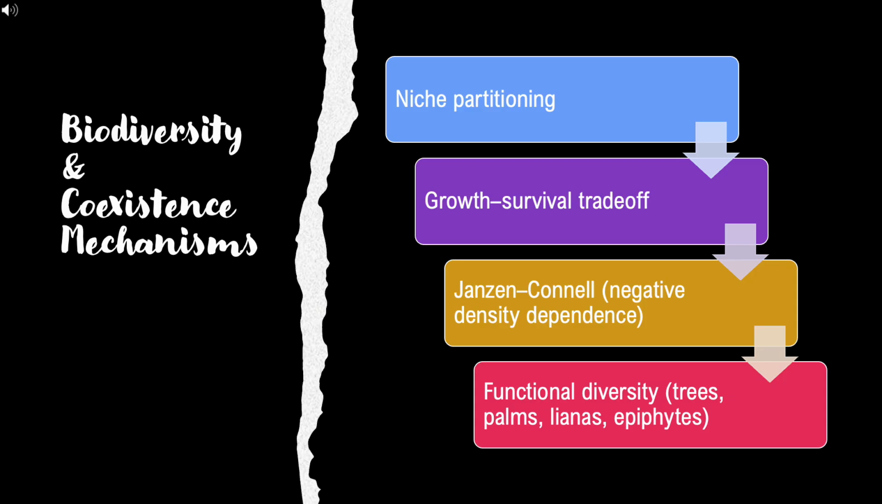For designers, the takeaway from all of this is to embrace functional diversity, mixing trees, palms, lianas, epiphytes, ground covers, because that's what a functioning tropical system actually looks like.